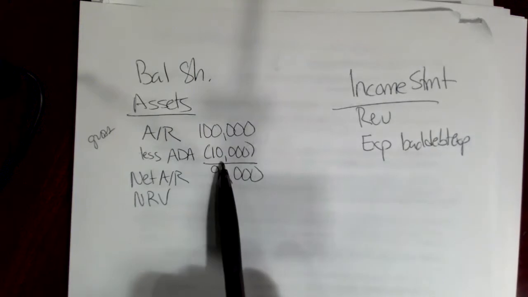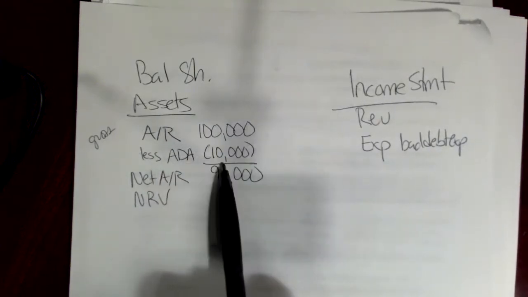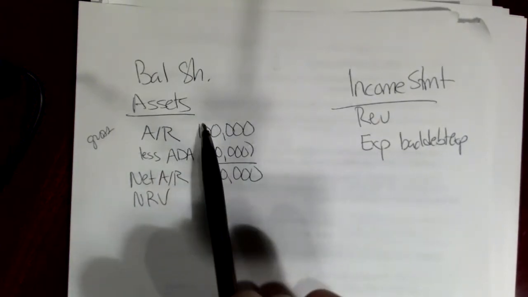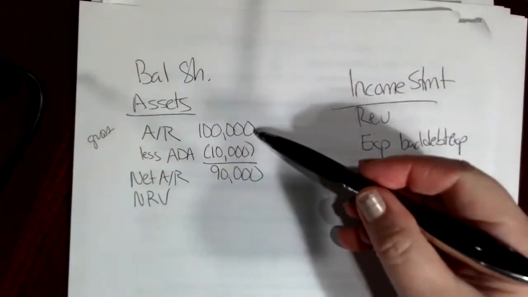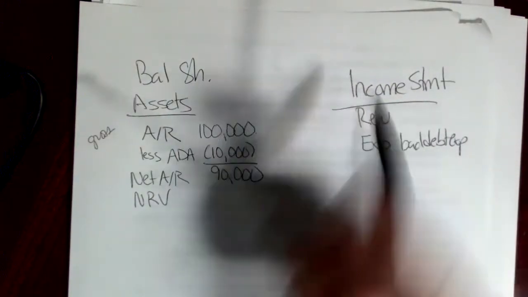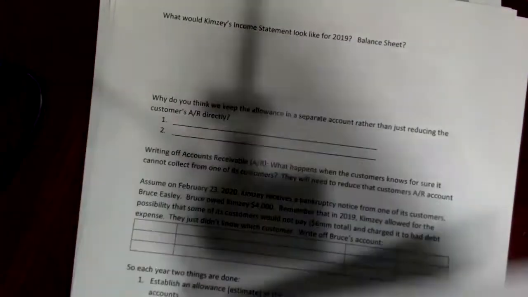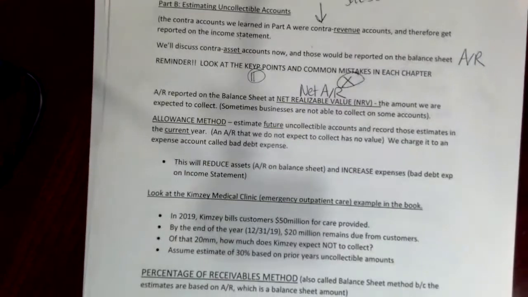And we're going to have a credit to allowance for doubtful accounts because it's a contra asset account. Assets normally increase with a debit, so they decrease with a credit. So hopefully seeing it on your financial statements will help you when we're making the journal entries.